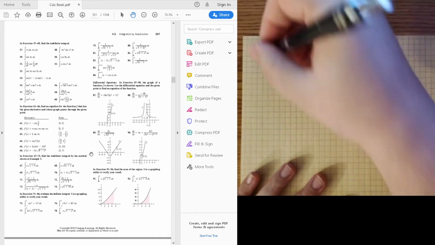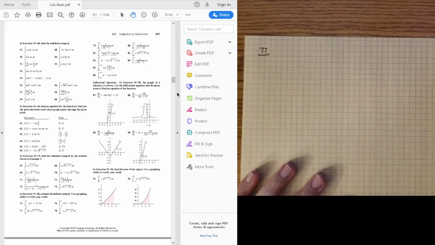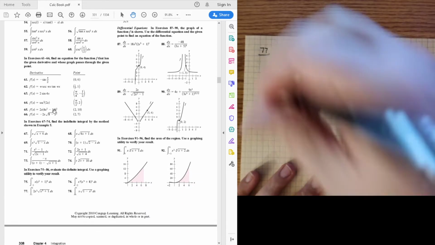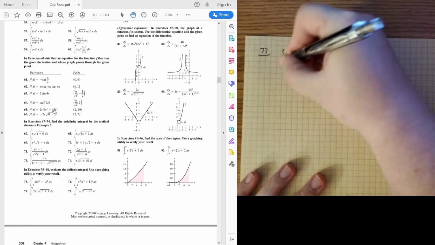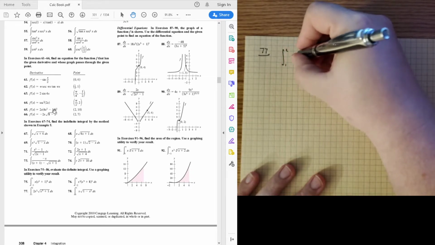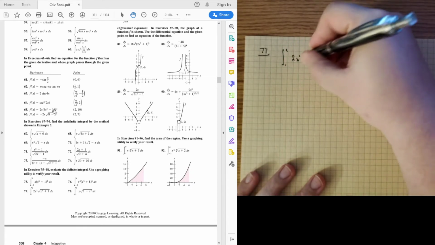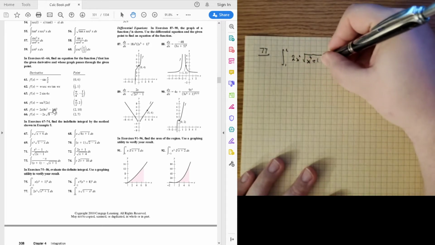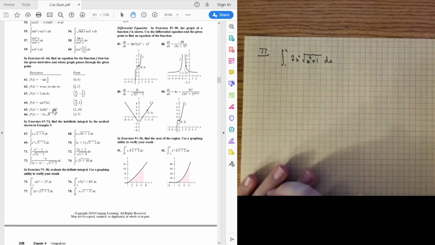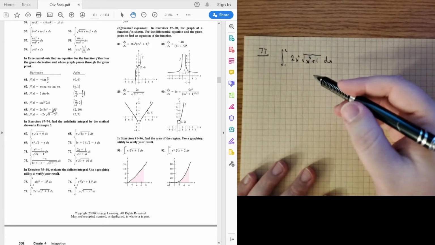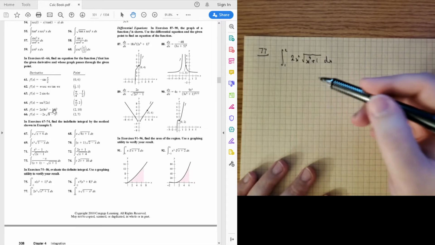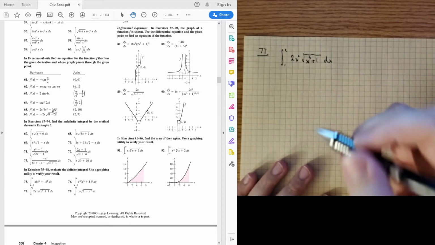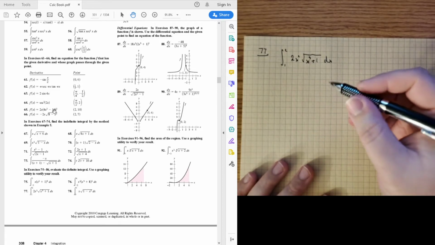Okay, so we have the integral from 1 to 2 of 2x squared times the square root of x cubed plus 1 dx. My first thought is, are there any basic integrals? Always go there first. Don't try U substitution unless it's necessary. Always go for basics, okay?